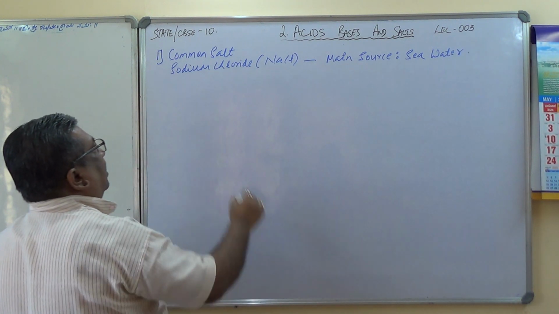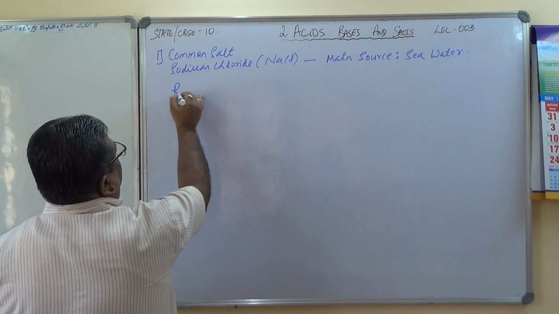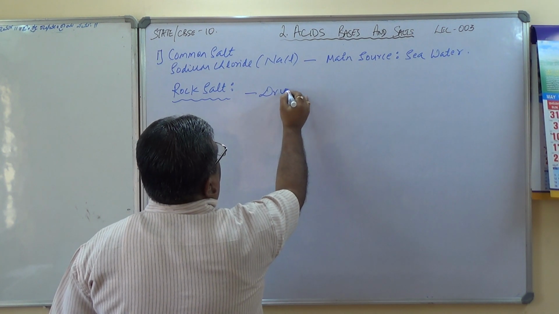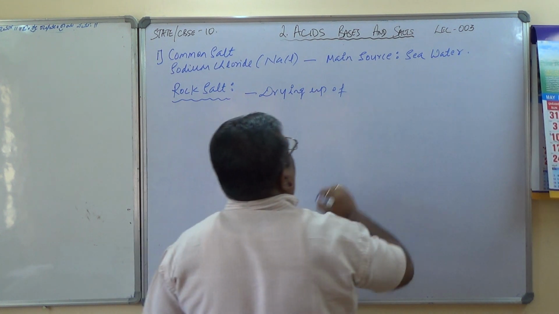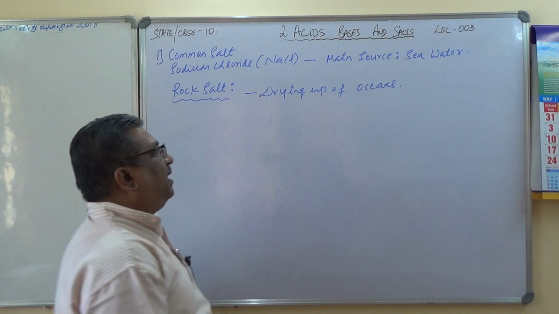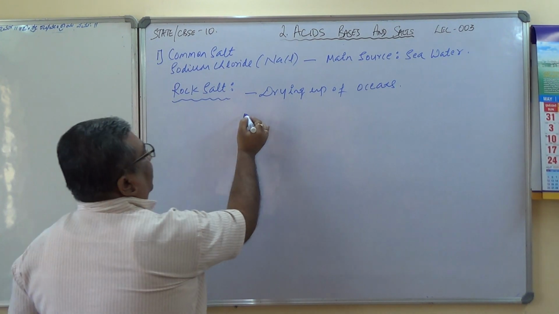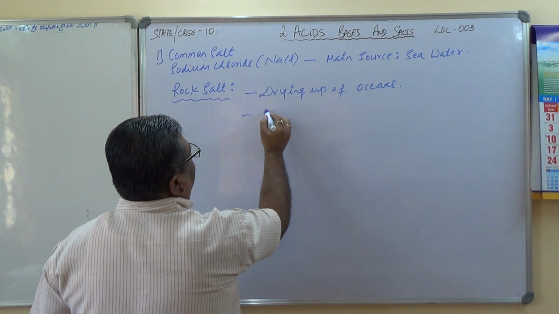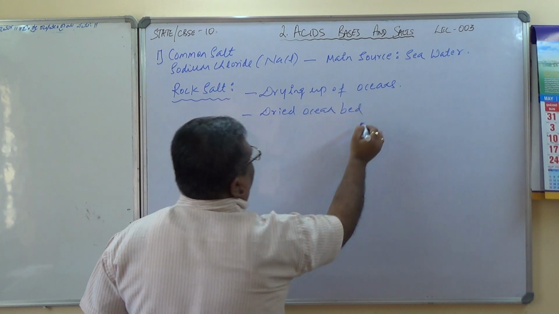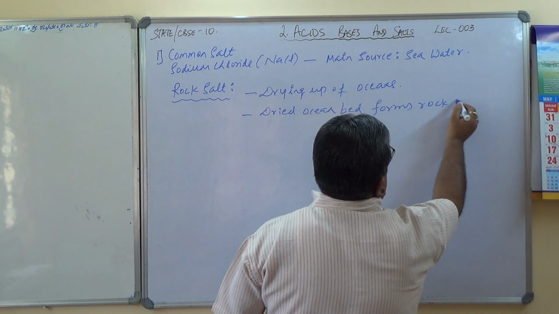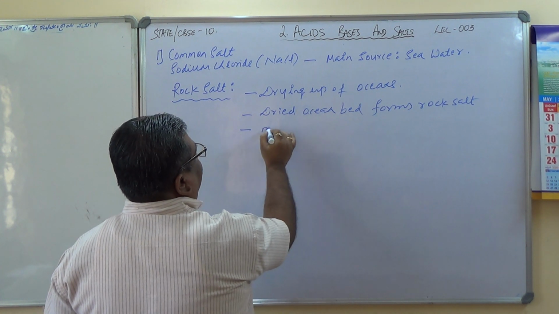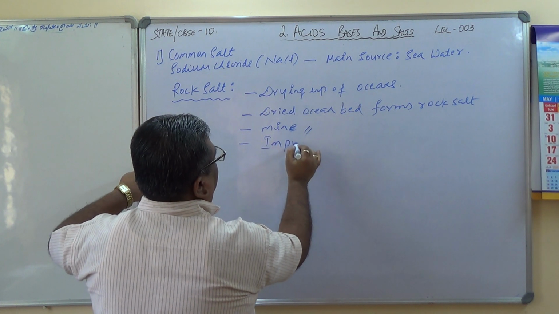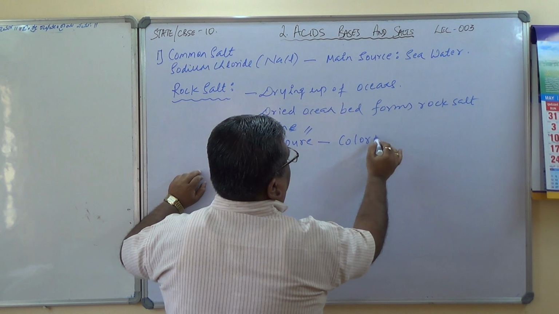There is also one more, which is called a rock salt. Rock salt is formed by the drying up of oceans. Whenever the oceans dry up, the ocean bed will form into rock salt. Dried ocean bed forms rock salt, and it is obtained by mining. Basically it can be mined just like a coal mine, and also it is impure. And therefore its color is brown.